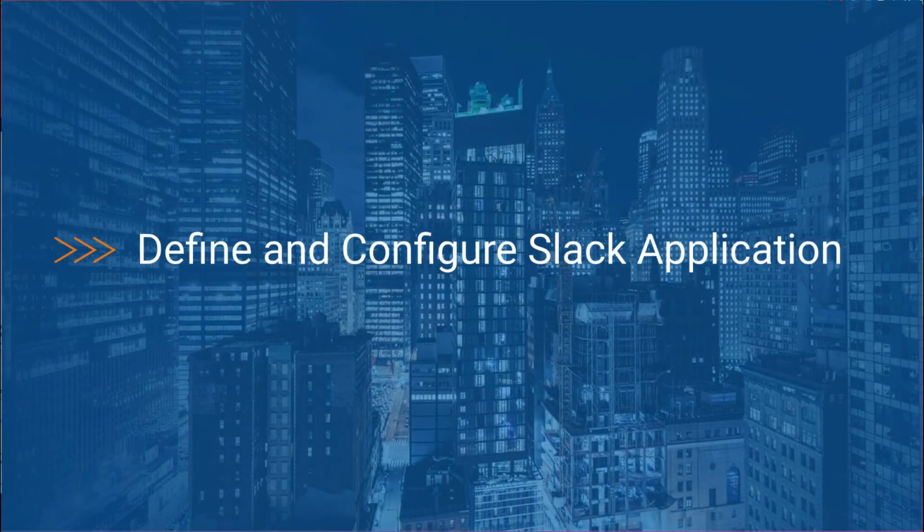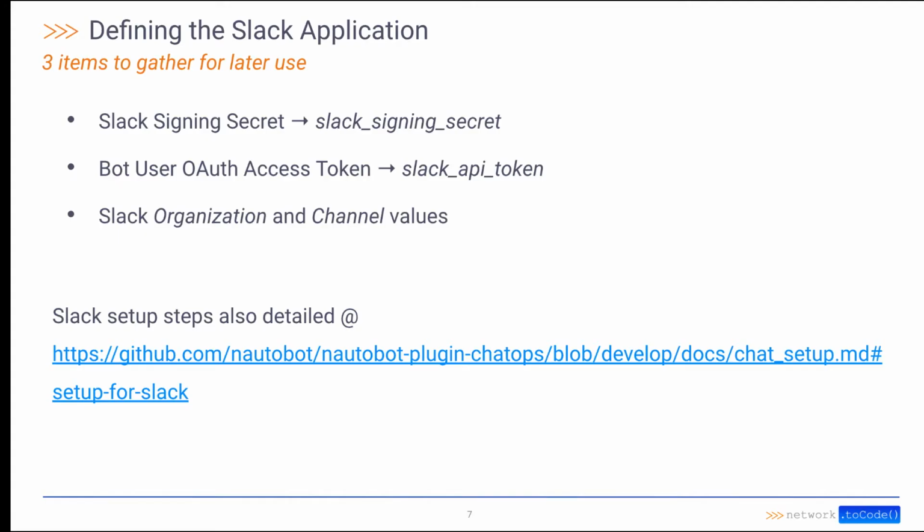All right, everyone, it's time now to define our Slack application. In this section where we're going to be defining the Slack application, we also want to be prepared to gather 3 specific items of information: the Slack signing secret, the Slack API token, and then our Slack organization and channel values.